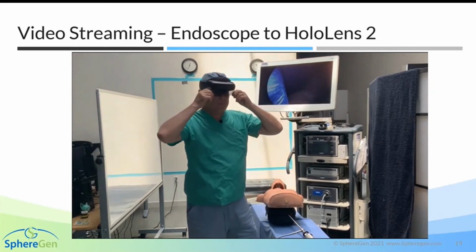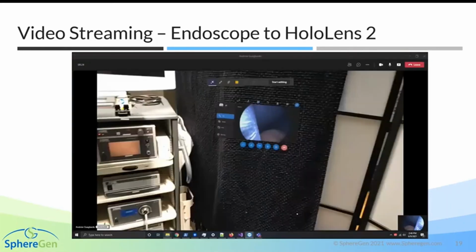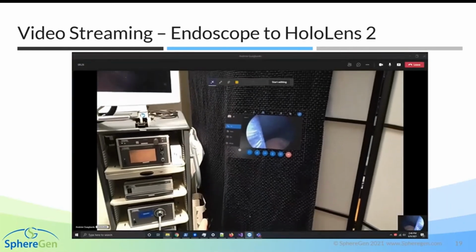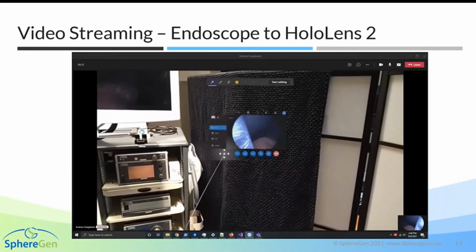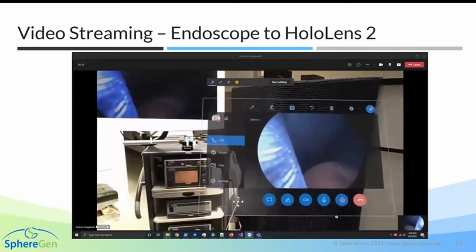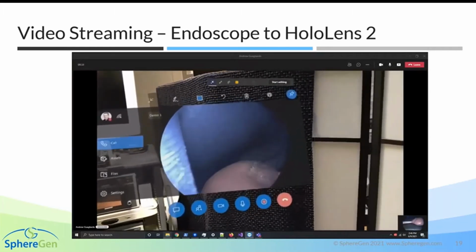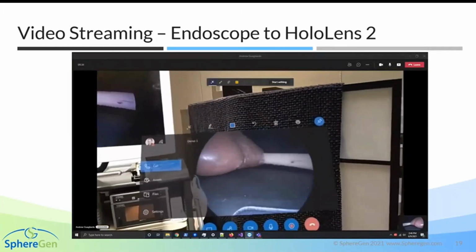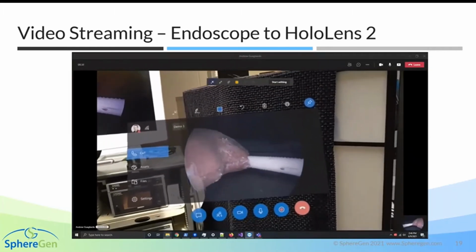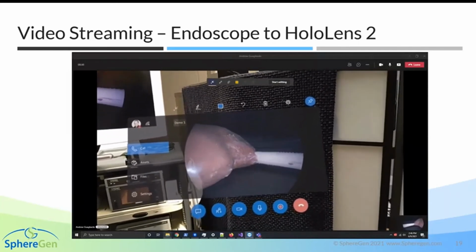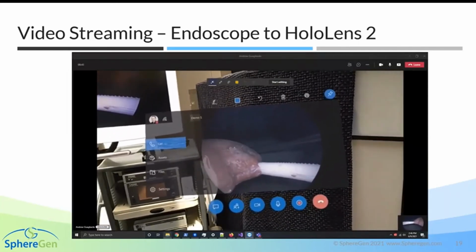Now, let's see how we can do the same thing by feeding that video image directly into the HoloLens. So now I don't have to look at that screen. I can hold my head in any position I want. I can bring this in close to me. And now we'll go ahead and move my scope around. In my opinion, that's as good a view as I had on that 4K screen. Certainly good enough to do a laparoscopic nephrectomy.